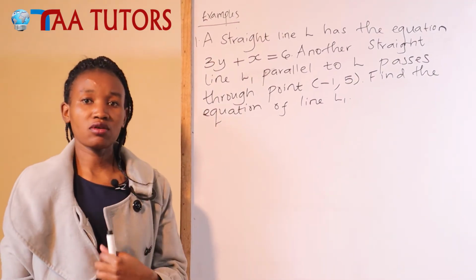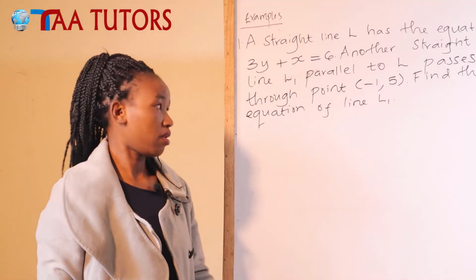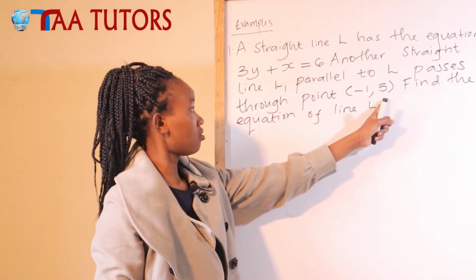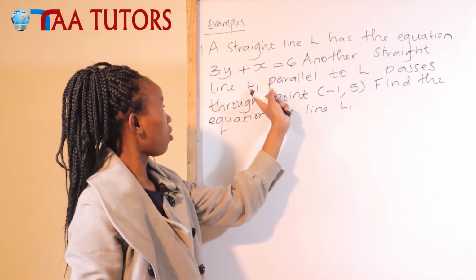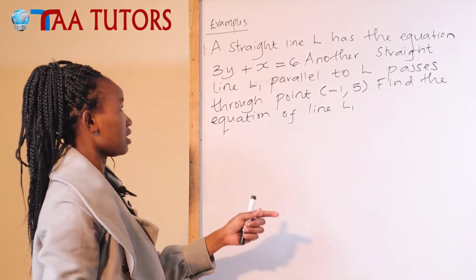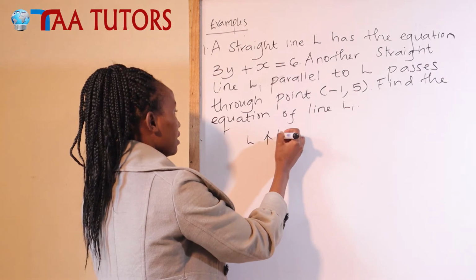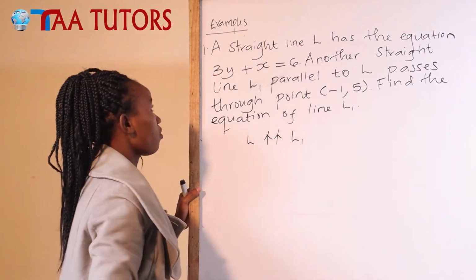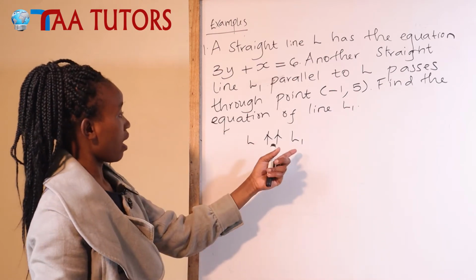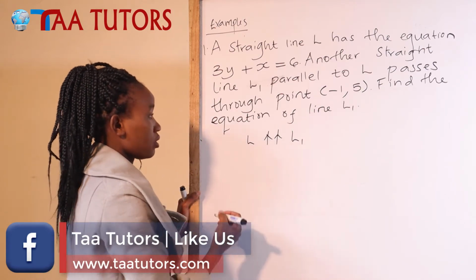Now we know that to find the equation of a line, we need the gradient of the line and one known point. We have the one known point: line L1 is passing through point (-1, 5). So we just need to find the gradient. Now we have been told line L is parallel to L1. So if L is parallel to L1, that means the gradient of L1 is the same as the gradient of L.